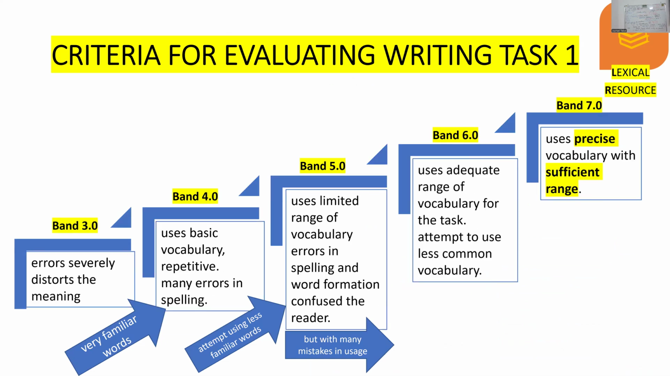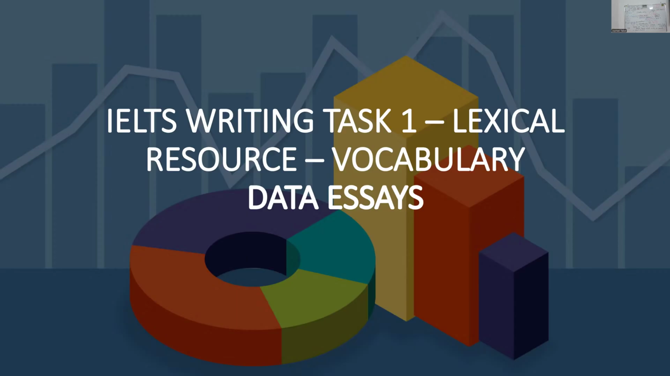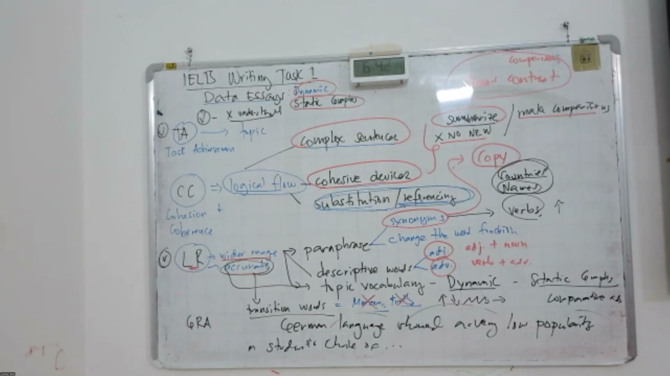Okay, so again, the two key points for improving the vocabulary: one is precision, and the other one is the sufficient range. Now, since it's very clear for lexical resource, we can move on to GRA, the last one, grammatical range and accuracy.